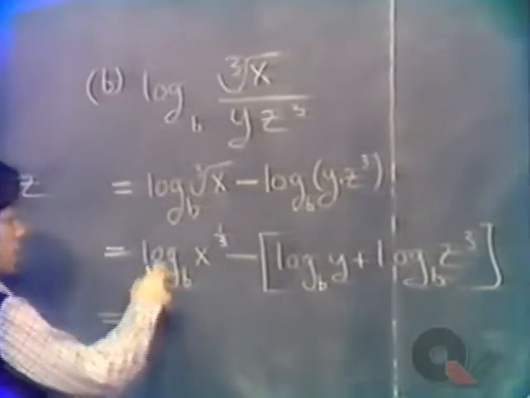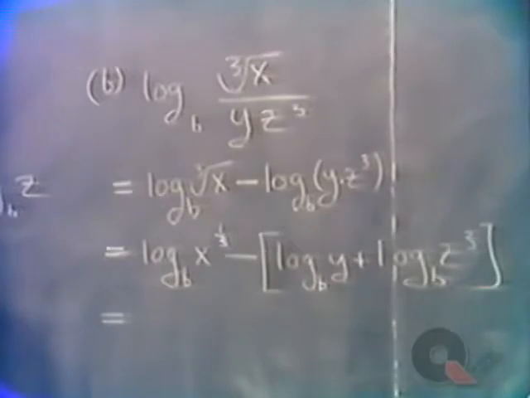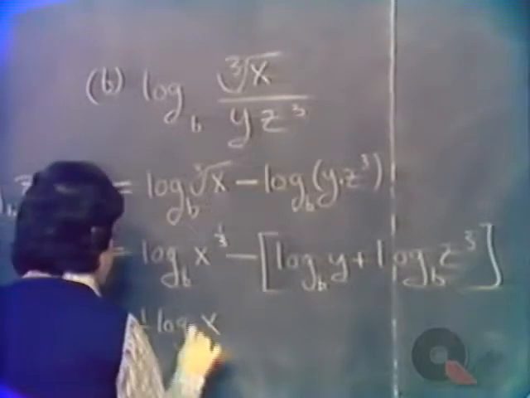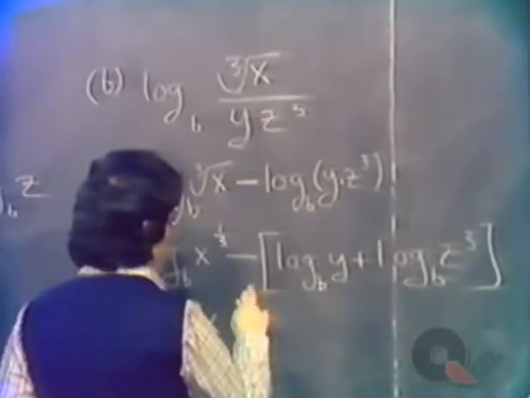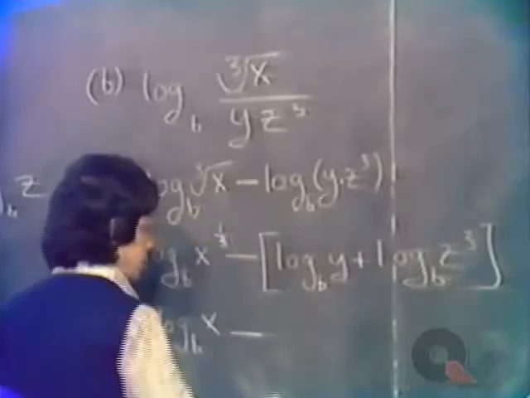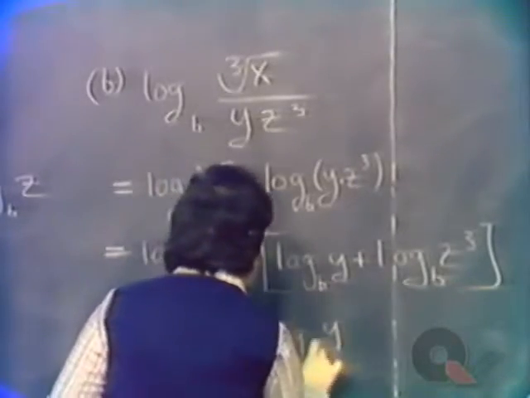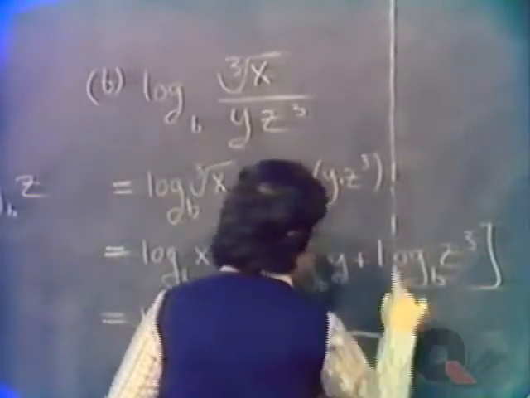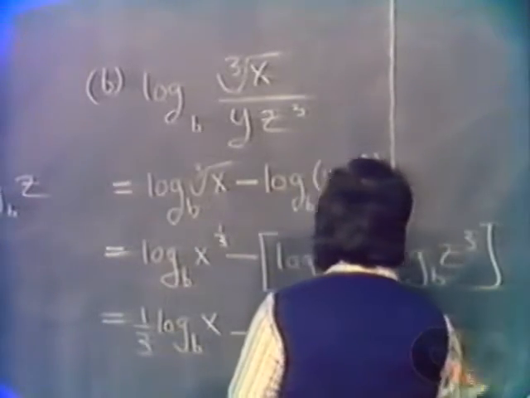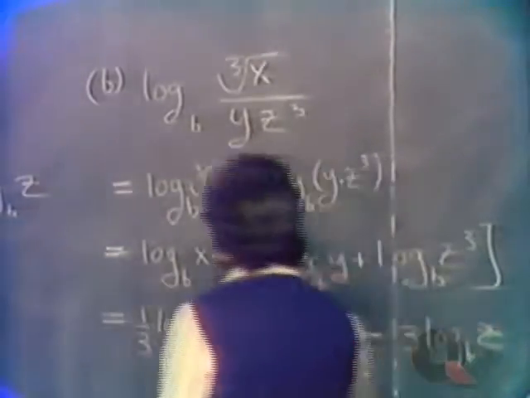Now, finally, we can say the log of something to a power is the power times the log of something, giving us 1/3 the log of x to the base b, minus, now you can distribute this minus sign through the parentheses, log of y to the base b minus the log of z cubed becomes minus 3 log of z to the base b.